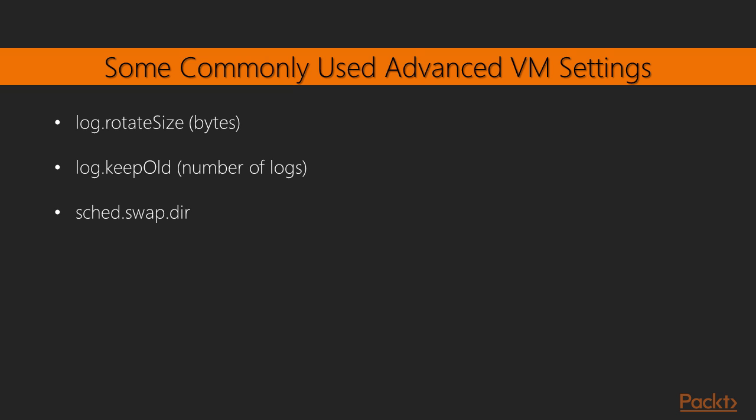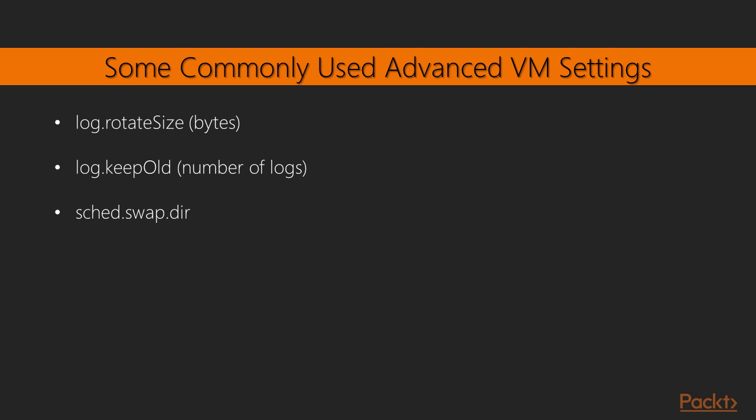And sched.swap.dir, this is for specifying a directory where the swap file for the virtual machine is actually kept, so you could put it off somewhere else on a separate LUN or a separate storage device that's not being mirrored or replicated or any such thing.